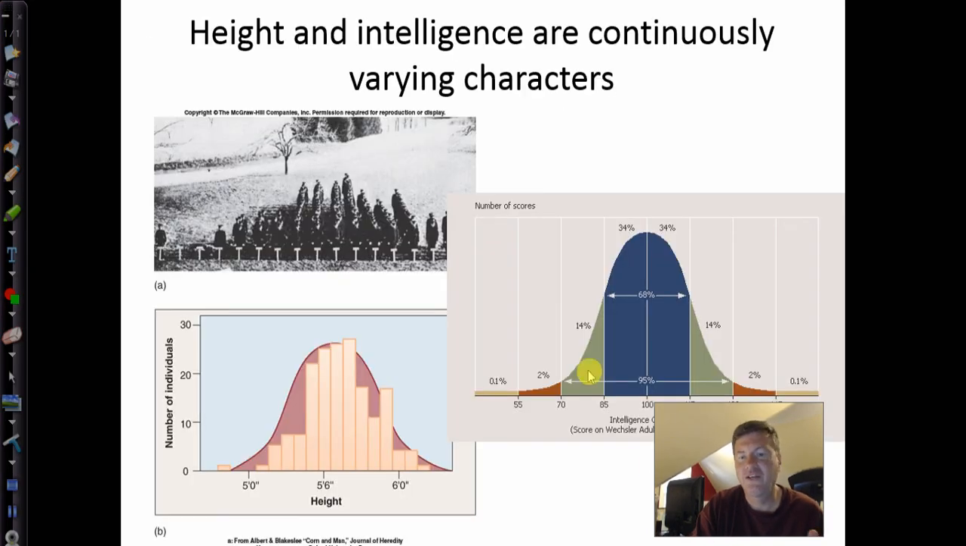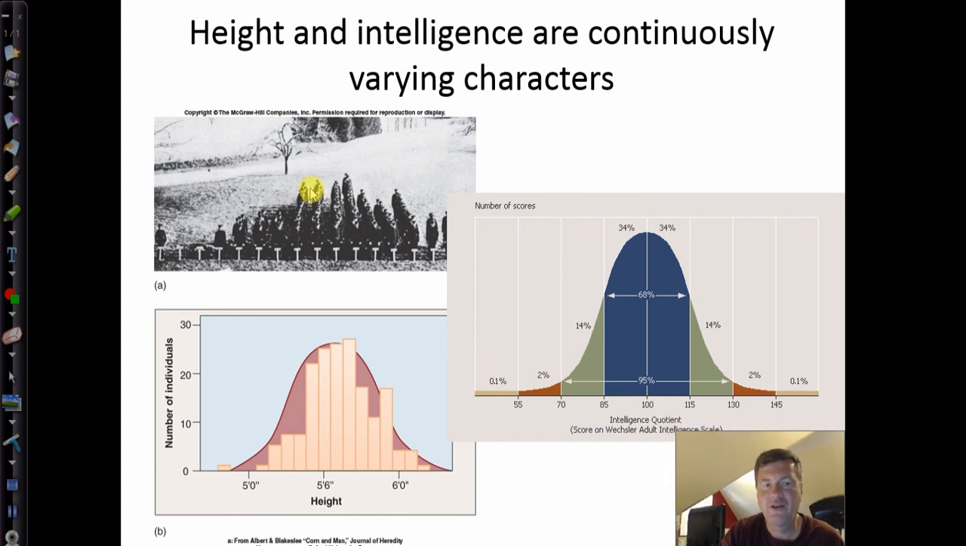Okay. Again, if you look at height, this is a famous picture taken back in the early 1900s at a school. And if you look at the height, they lined up based on the number of people who were that height. They found this kind of relationship that strongly suggests that there's more than one gene involved. You see that same thing down here.